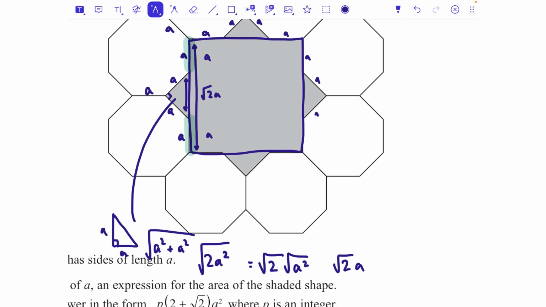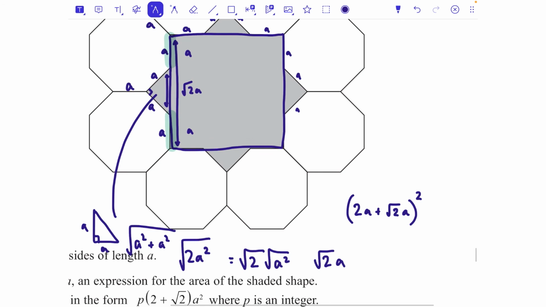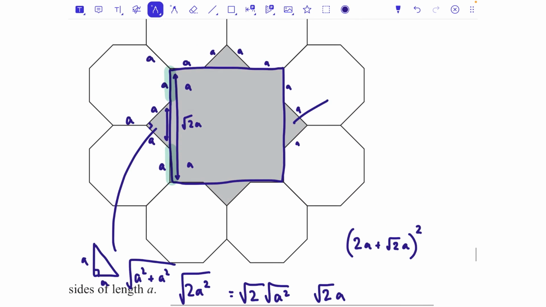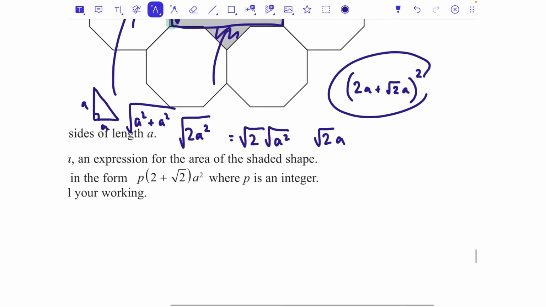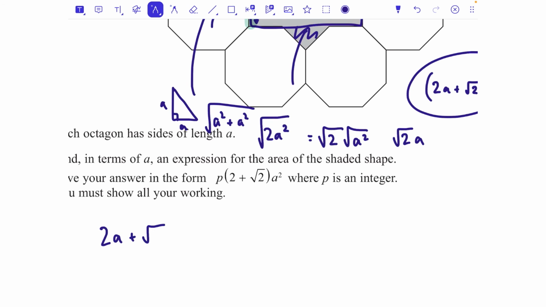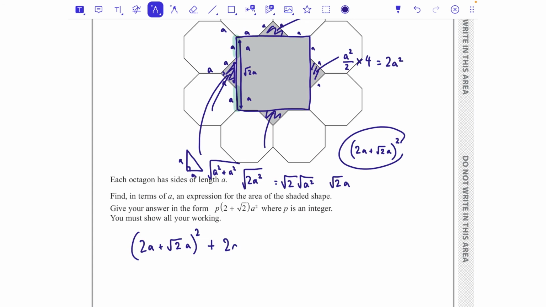So I've got a and that. So this square is 2a add root 2a times by itself. So we're squaring that. And then we're going to add on the area of these 4 sections here. And they all have an area of a times a divided by 2. So a squared divided by 2, but I've got 4 of them. So those 4 triangles, that bit, that bit, that bit, and that bit, that is 2a squared for those. So that's fine. This is going to be my trickier bit here. So let's write that all down. 2a add root 2a all squared. Add on another 2a squared for that bit there.